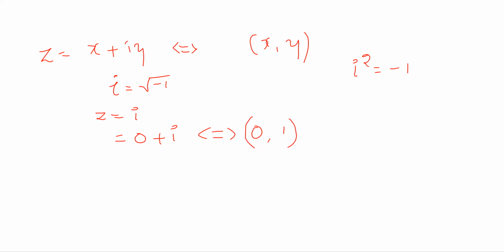minus 1. i cube equals i square into i, which is equal to minus 1 into i, which is equal to minus i. Next, i power 4 is equal to i square into i square, or we can write it as i cube into i. So i square value is minus 1 into minus 1, which is equal to 1. i power 4 is 1. So now, based on these values, you can find any power of iota.